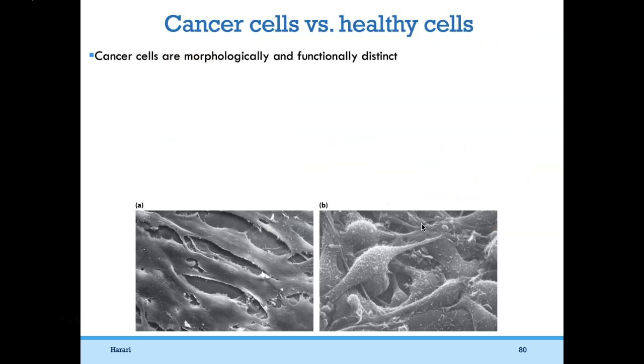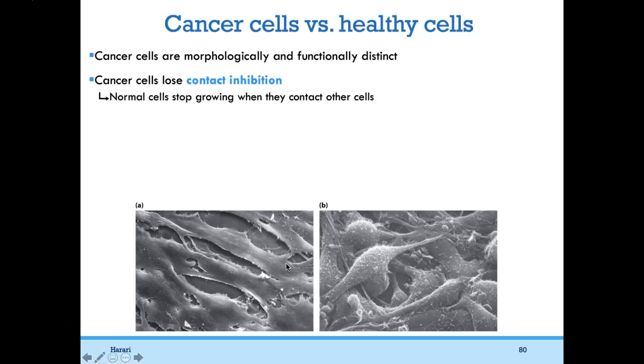So, as we've said all this time, cancer cells are very different from healthy cells. Something else that cancer cells lose is contact inhibition. Normal cells stop growing when they contact each other. Cancer cells keep on growing on top of each other in clumps.